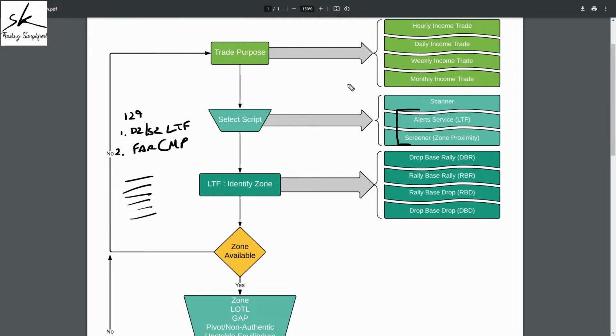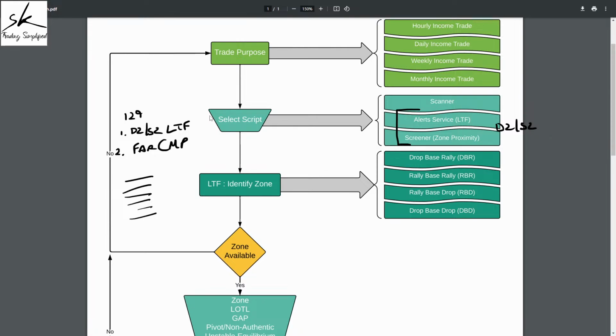Again, mind you, these are not call-giving or tip-giving services. These are also scanner screeners. The only difference is that these two scanner screeners are purely based on demand supply zones versus conventional technical analysis or fundamental analysis. Now, to understand them better, you can go through the walkthrough videos. The links are available in the description.